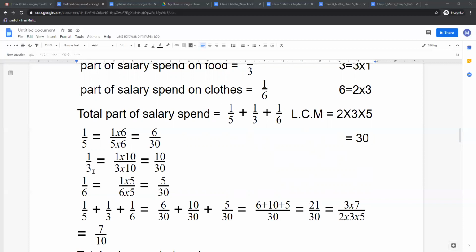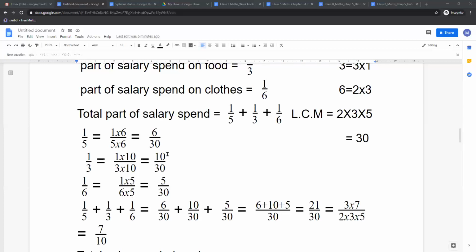Second fraction is 1 by 3. 3, how will you make 30? 3 tens are 30. So numerator and denominator we will multiply by 10. So 1 tens are upon 3 tens are equal to 10 upon 30. Third fraction is 1 by 6. 6 is the denominator. How will you make 30? 6 multiplied by which number will give you 30? 6 fives are. So numerator and denominator we will multiply by 5. So 1 fives are upon 6 fives are equal to 5 by 30.